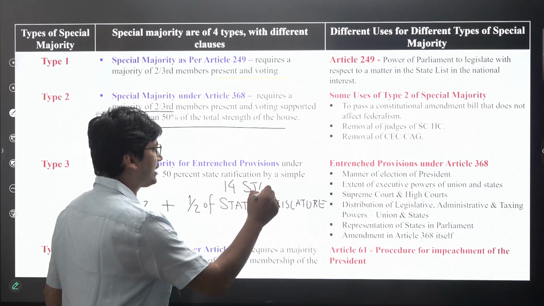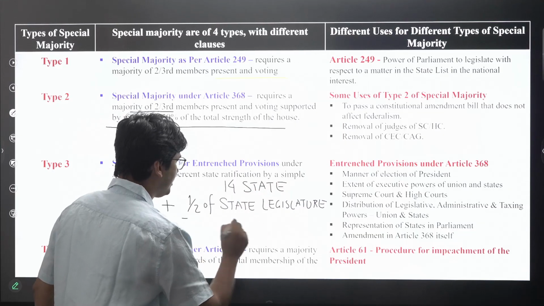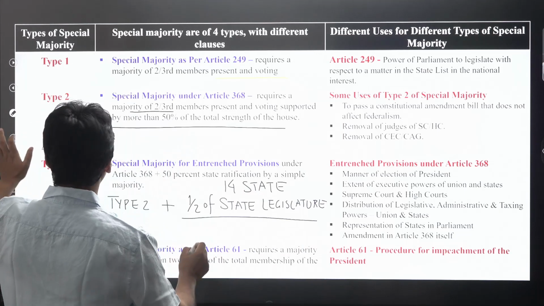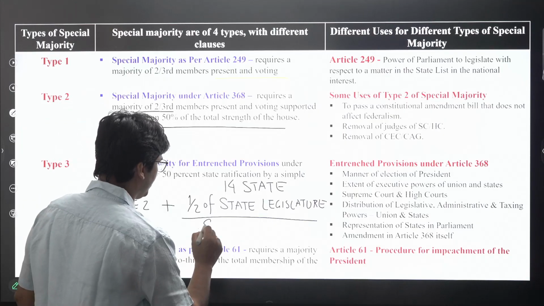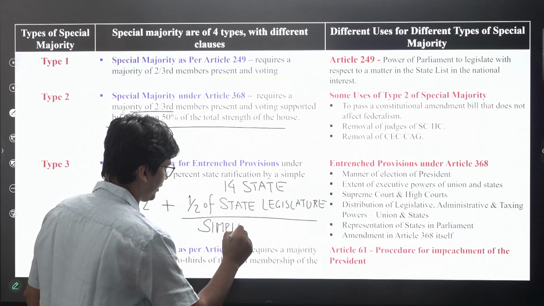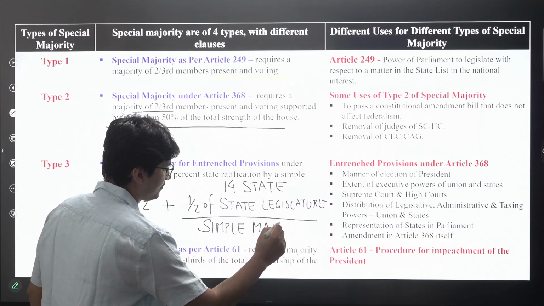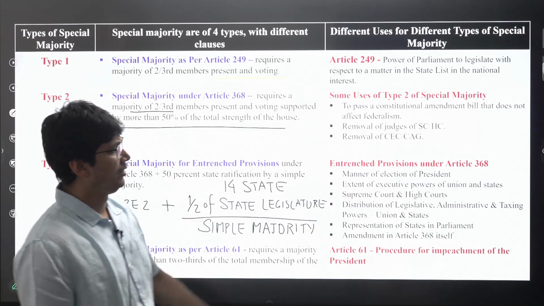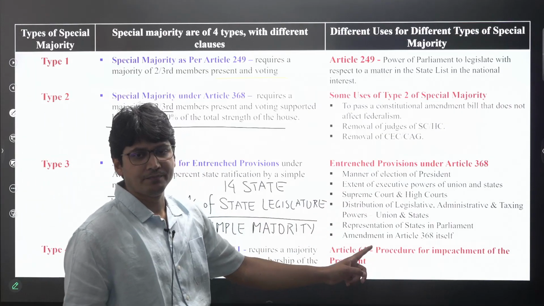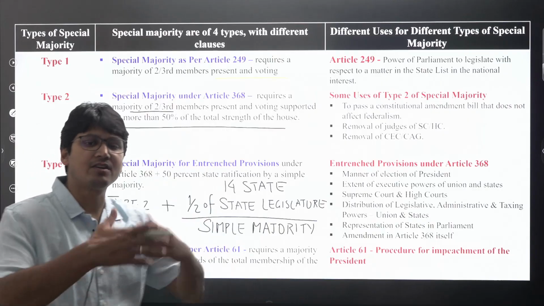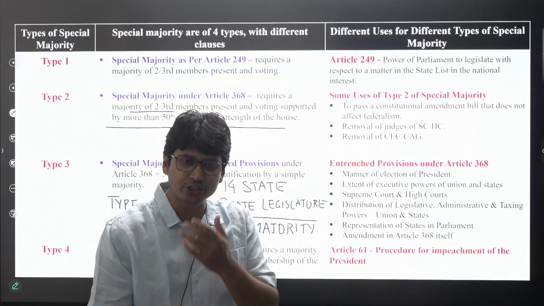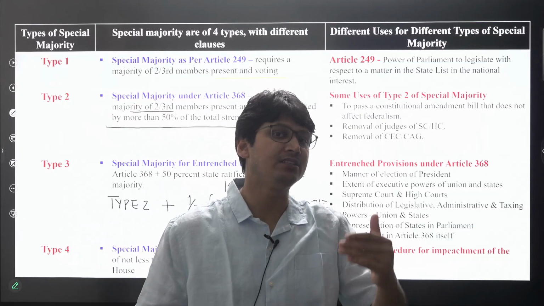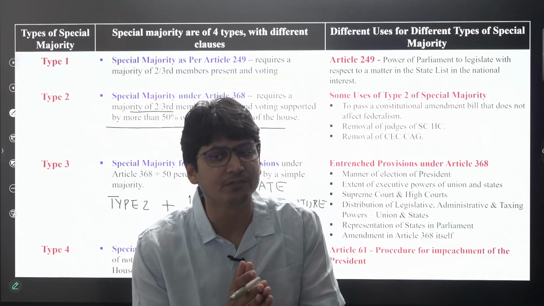Now by what type of majority will the states pass this? The states will pass this by simple majority. States will pass this by simple majority. Okay. This is important. Why? This extra cushion, extra protection is given because it affects powers of the states also, and hence approval of at least 50% of the states is required.